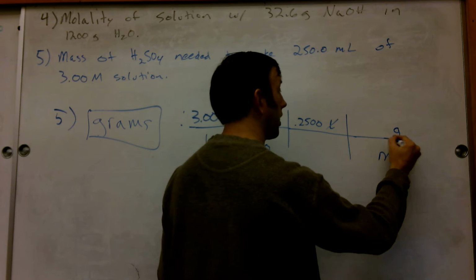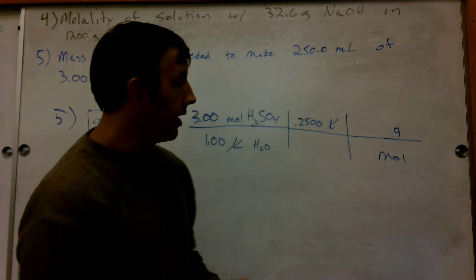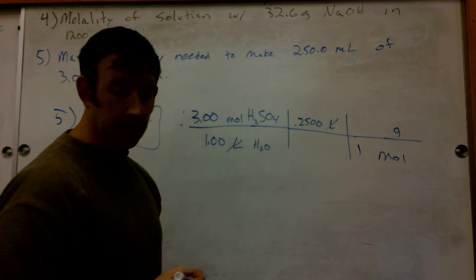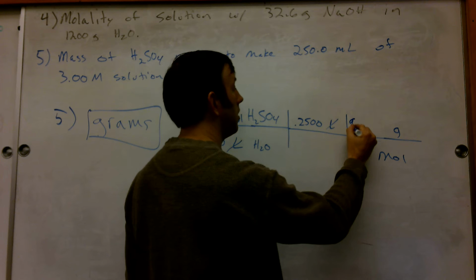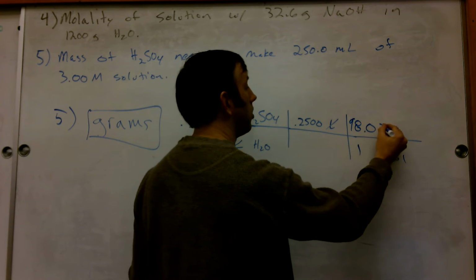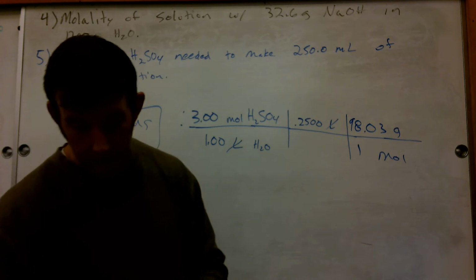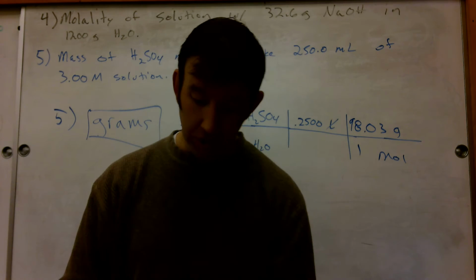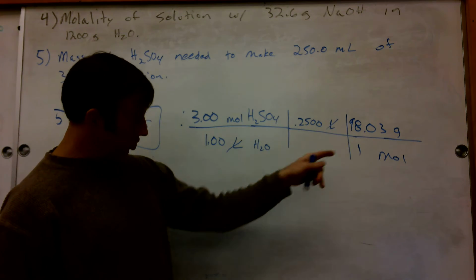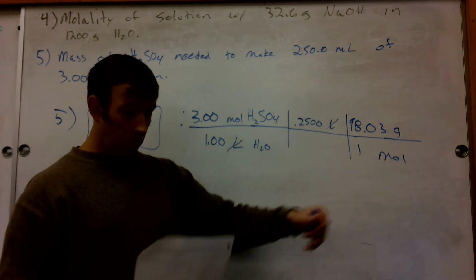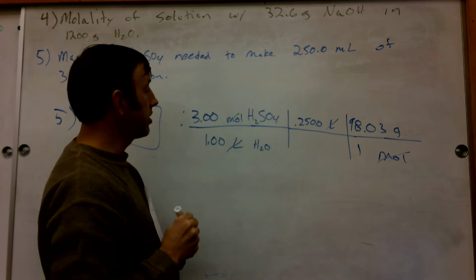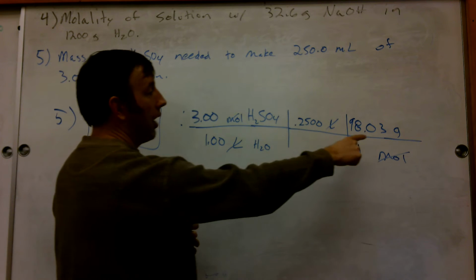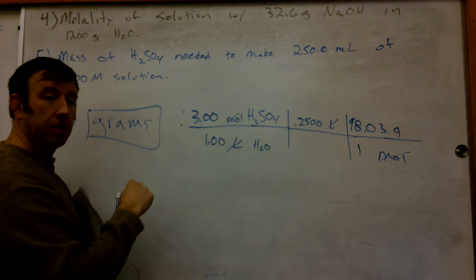Moles to grams, right? Now, in 1 mole, how many grams of H2SO4 are there? That is 98.03. Okay? So there are 98.03 grams of H2SO4 in 1 mole. Right? So now if I go back and I pay attention to my units, I'm left with grams, which is what I want in my answer.